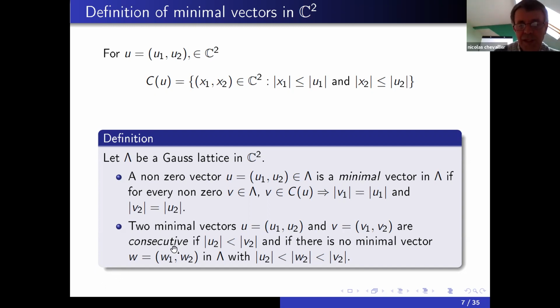These are defined obviously: they are minimal vectors u and v such that the modulus of the second coordinate of u is strictly smaller than the modulus of the second coordinate of v, and there is no minimal vector in lambda such that the modulus of the second coordinate lies between the two second coordinates of u and v. So these are the consecutive minimal vectors, and they are important for our talk.